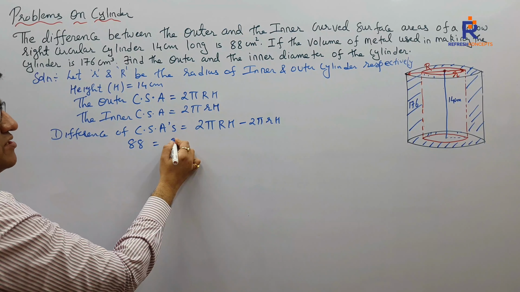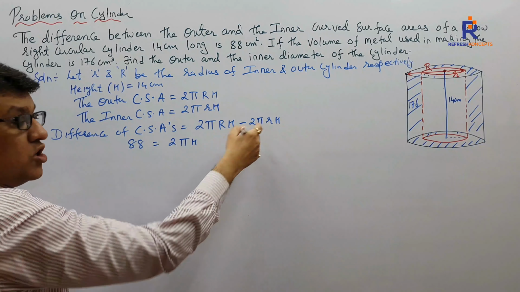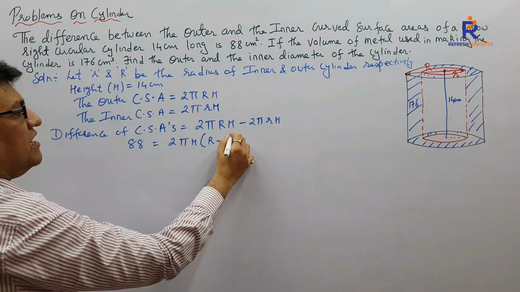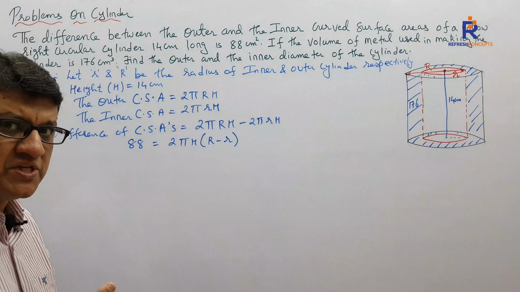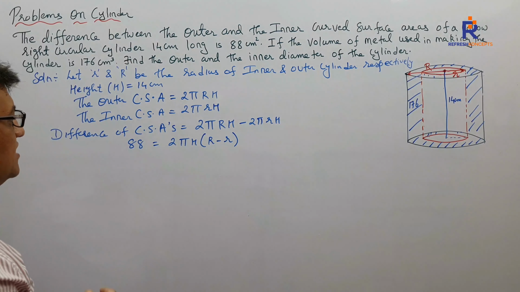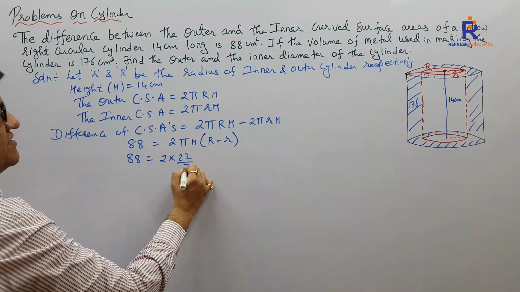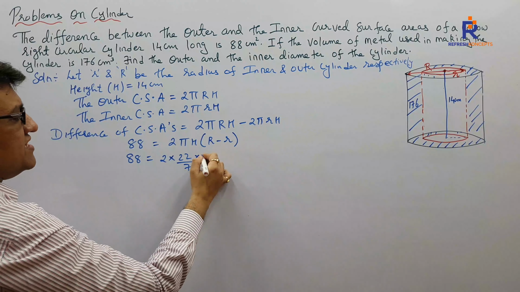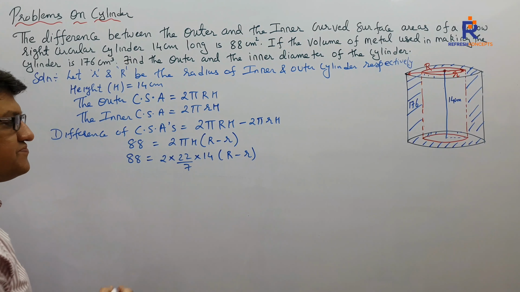What is common, children? 2 pi h is common. What am I left with? Capital R minus small r. I hope my children are getting it. Now let's substitute the values. 88 is 2 into 22 by 7 into H, which is known to us as 14. R minus r is not known, we'll keep it as it is.